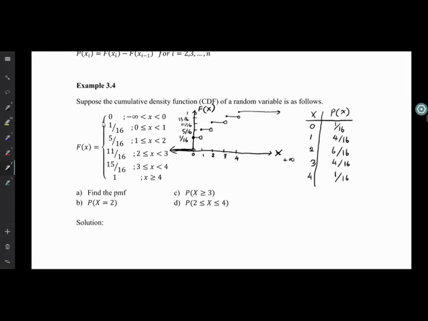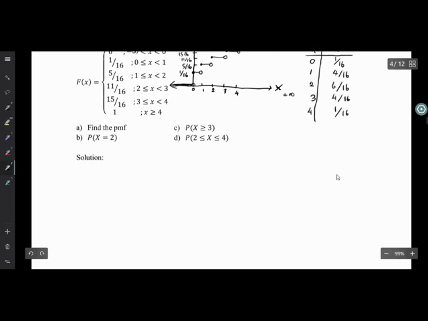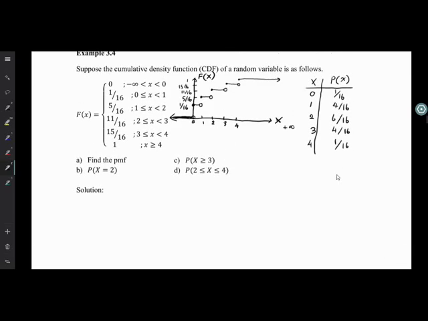Again, if you add them together, 1 and 4 is 5, and 6 is 11. 11 plus 4 is 15, plus 1 is 16. So you get the total probability 16 over 16. So you have the CDF and the corresponding PMF. Okay, so we found the PMF. That's the first part. Now let's try to find probabilities.